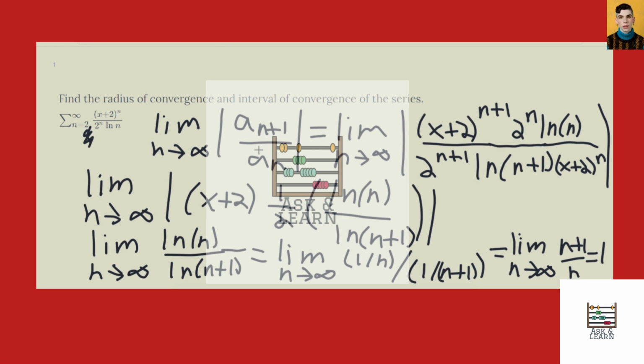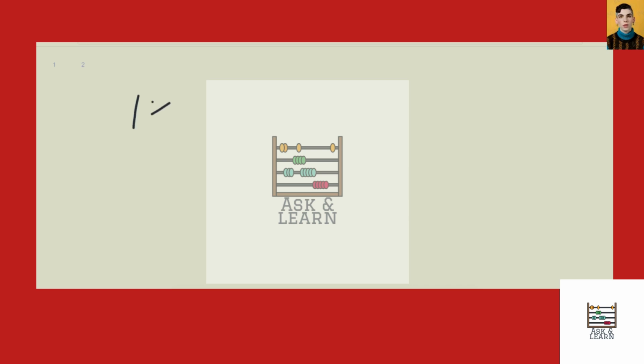So this is just the absolute value of x+2 over 2. And we want that to be less than 1. So if we multiply both sides by 2, we get the absolute value of x+2 is less than 2. So at this point, you might already be able to see that the radius of convergence is 2. If you can't, the way you figure it out is, if this happens, then x+2 is trapped between minus 2 and positive 2.